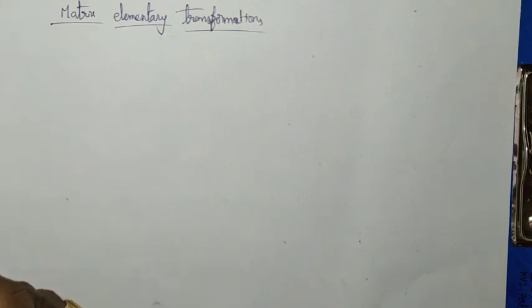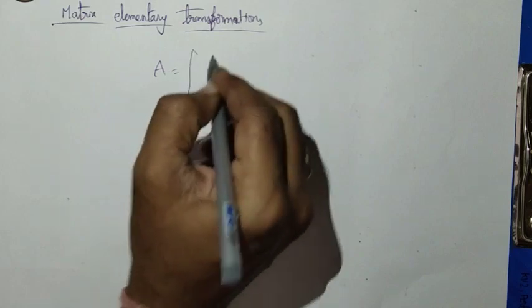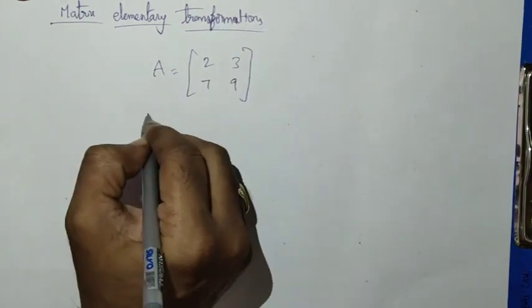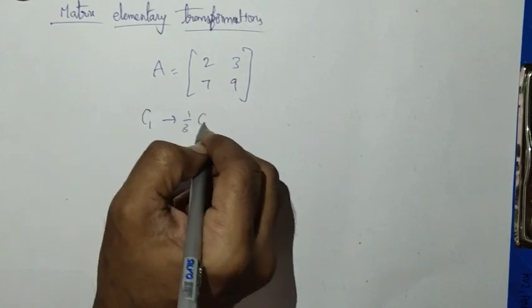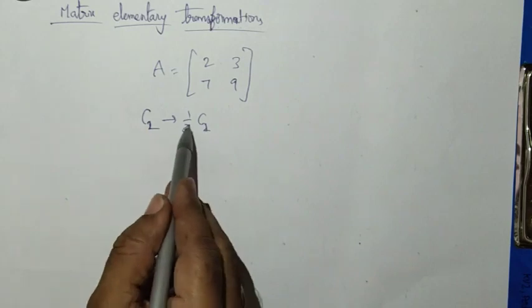Now it is a very important concept, matrix elementary transformations. It is a 6-mark model. We are going to get questions based on this in the board examinations. What is a matrix elementary transformation? If I take a matrix A is equal to [2 3; 7 9], say I wanted to write C1 is equal to 1 by 3 C1, C2 is equal to 1 by 3 C2, column 2 I wanted to write as 1 by 3 C2.